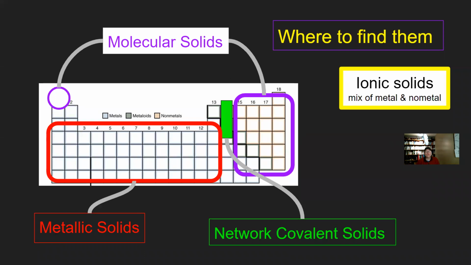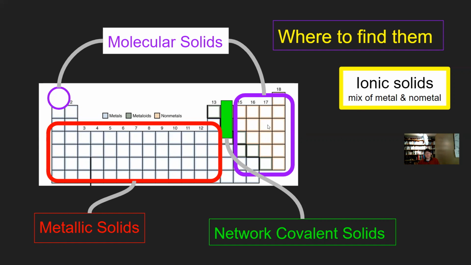The network covalent solids are carbon and silicon, and also gallium can do it as well, but not nearly as well, because gallium generally goes more toward the metallic variety. But network covalent solids of carbon and silicon, don't forget silicon dioxide, are the three major ones you should memorize. Those are where you'll find them in the middle of the periodic table there.